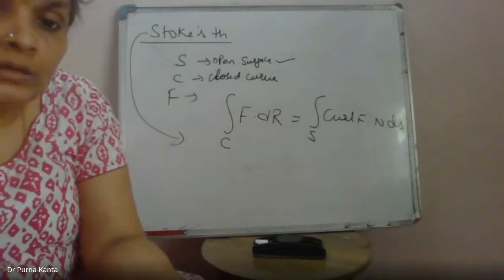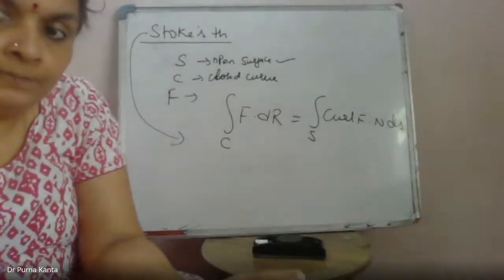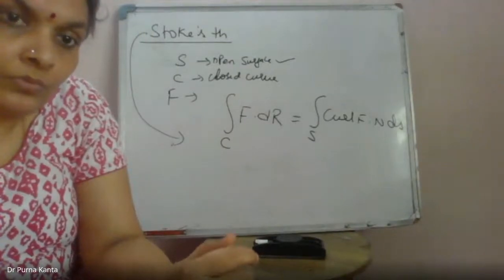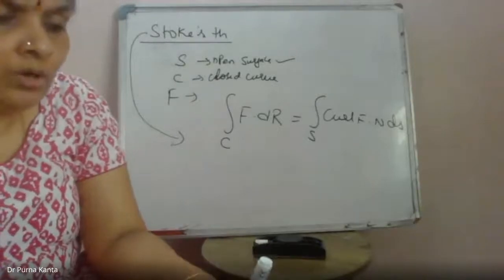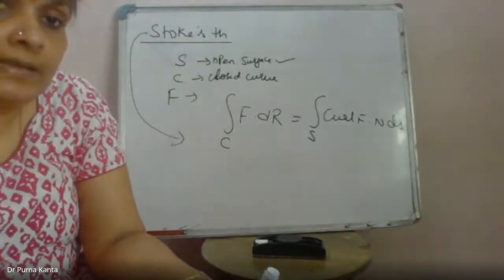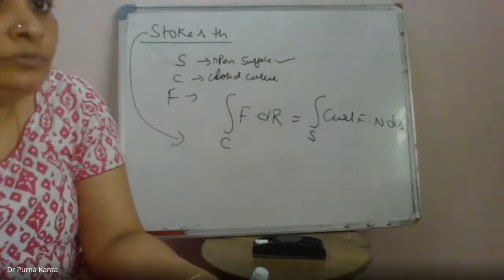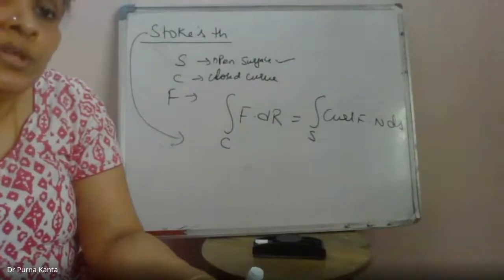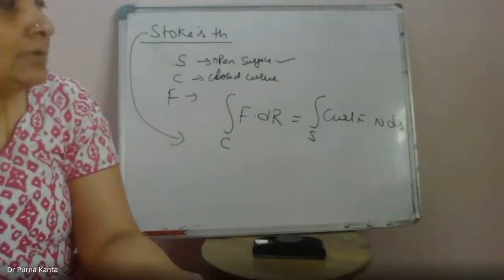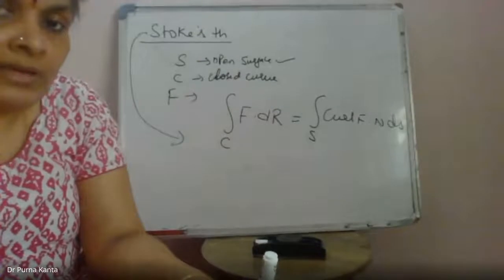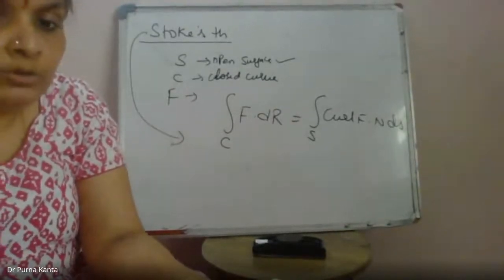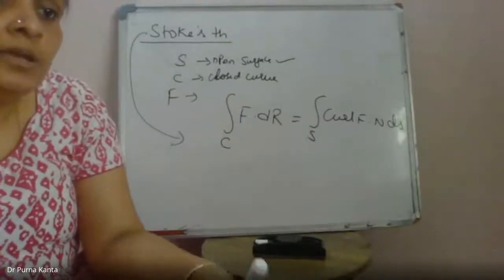Have you taken that theorem statement? Yes, ma'am. So now we go with the problem. What type of problem may we expect here? Just like Green's theorem, here also we may be asked to verify Stokes theorem, or to evaluate some integral value using Stokes theorem. So what is to be done in the case of verification of Stokes theorem? You have to calculate both the line integral as well as the surface integral and show that both are equal, just like what we have done in the case of Green's theorem.